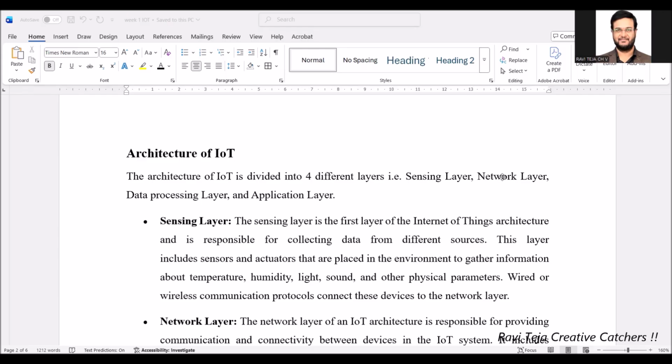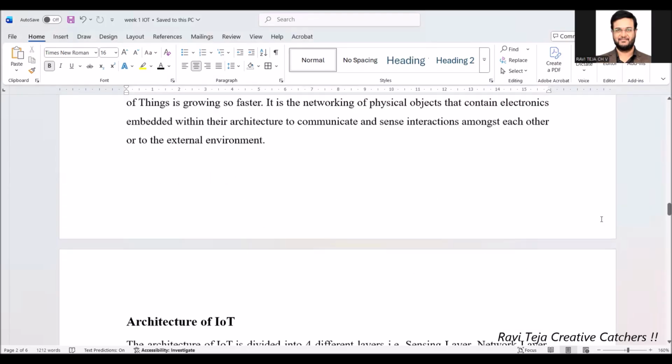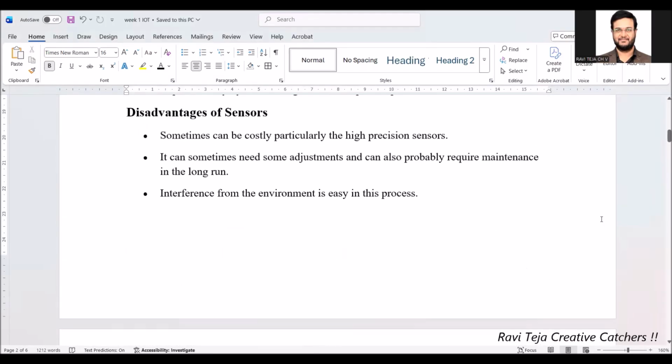Welcome to the course of IoT Lab, Internet of Things Lab. In today's week 1 session, we are going to learn what are the different types of sensors and actuators.